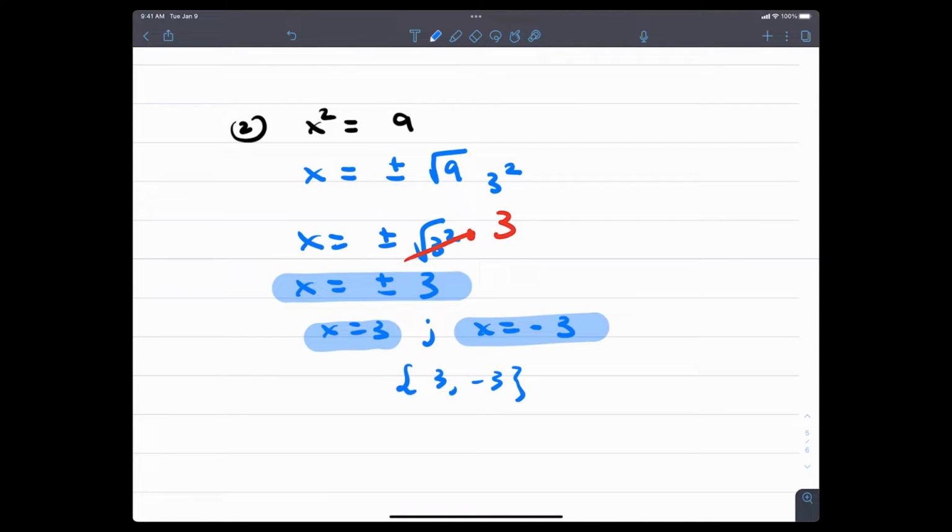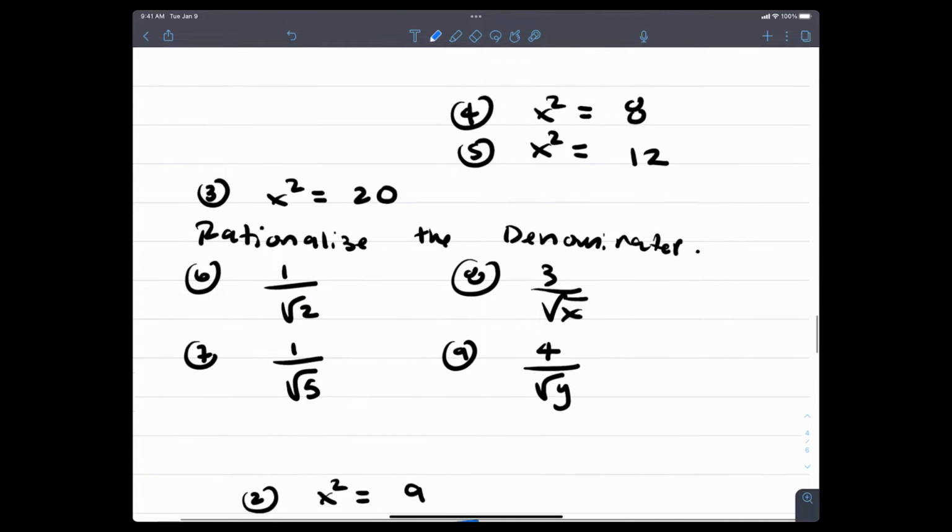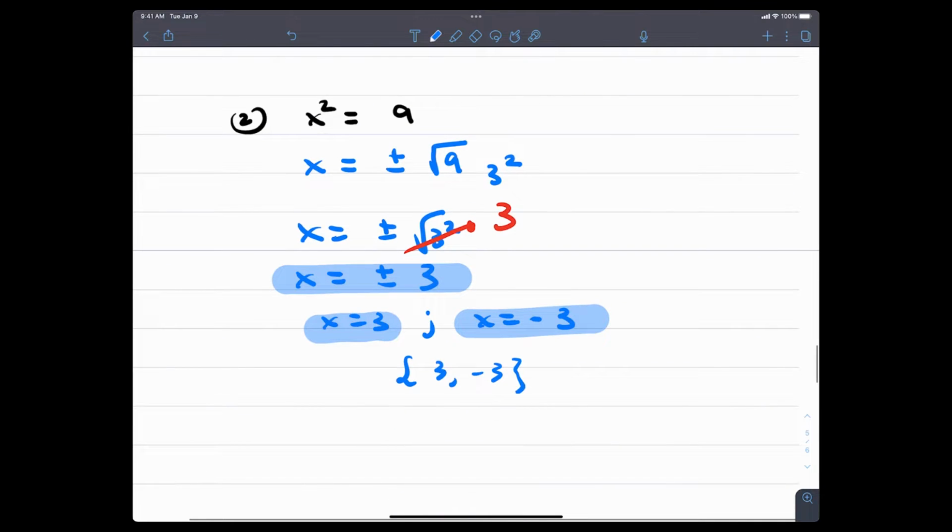So ladies and gentlemen, this tool is important to know, don't you guys think? You guys okay with that, right? And notice, did you reach for your calculator? Hopefully not. You want to know how to take square roots.